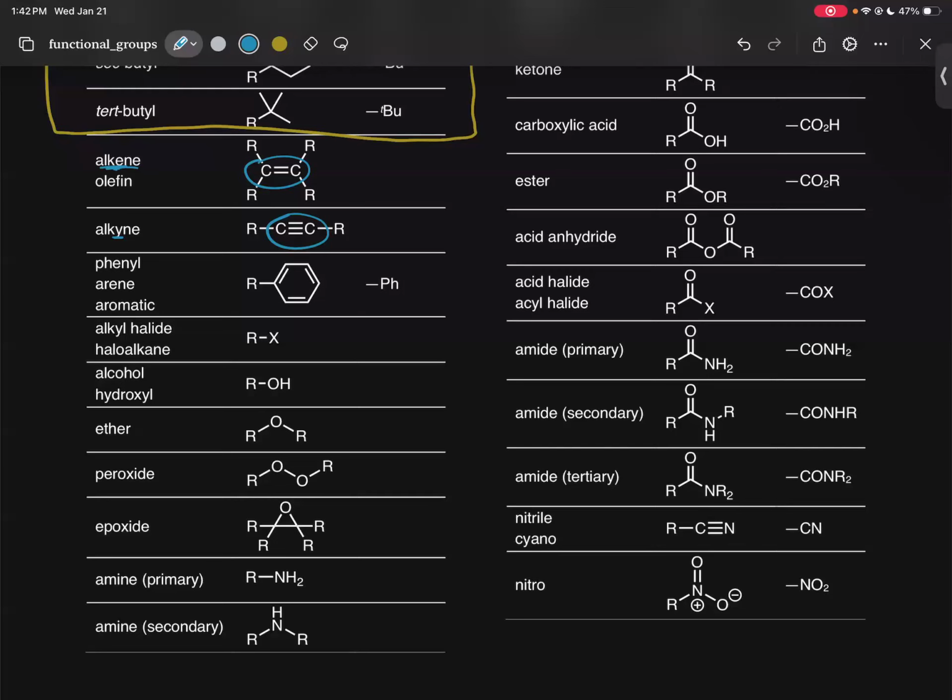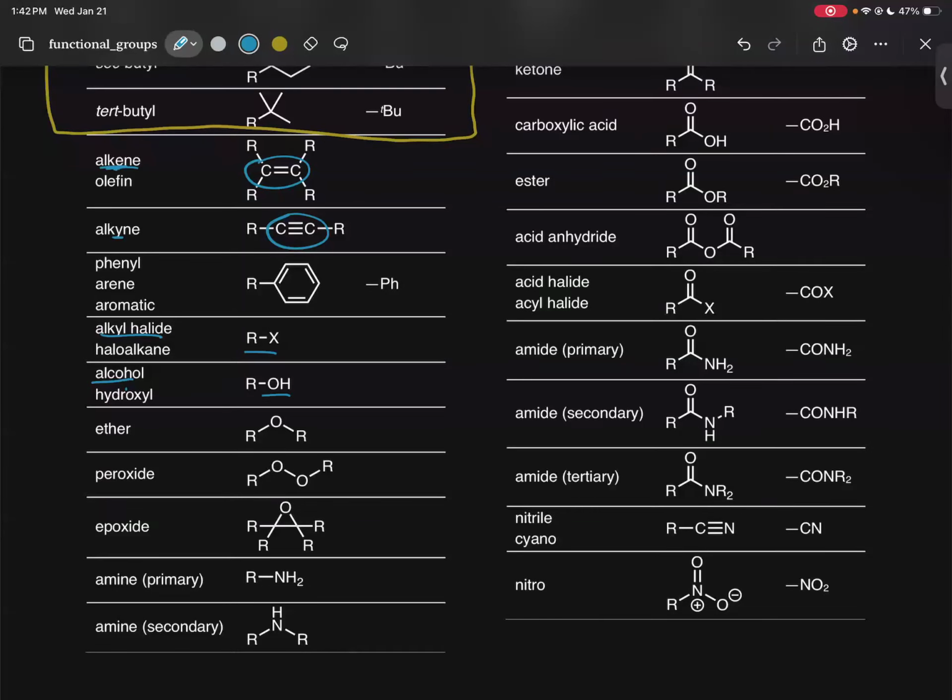Phenyl group we saw, and then some other very important ones. Alkyl halides are literally just anything with the halogen on it. It's that simple. We just call that an alkyl halide. An alcohol has an OH group. There are some molecules that have the OH group in them that aren't specifically alcohols. We'll talk about those in a bit.